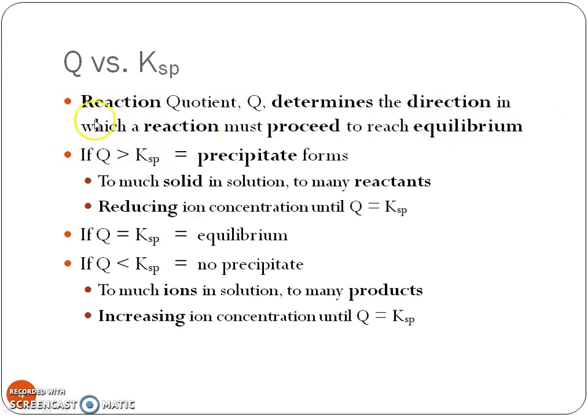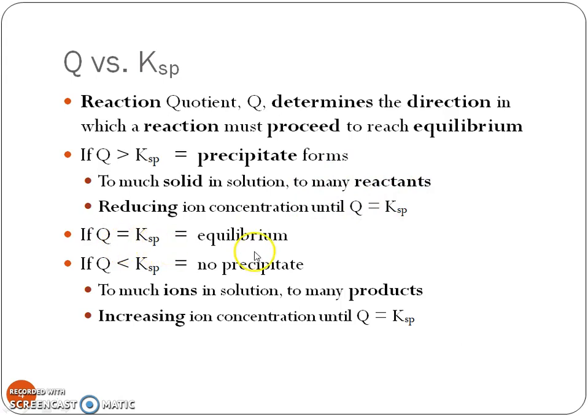So if our Q value is greater than our K value, there's going to be a precipitation, which means there's more solid in solution. In other words, we have more reactants, more stuff on the left. If we reduce the ion concentration, in other words, we take away those products, that solid is going to shift to make more ions until we reach equilibrium.